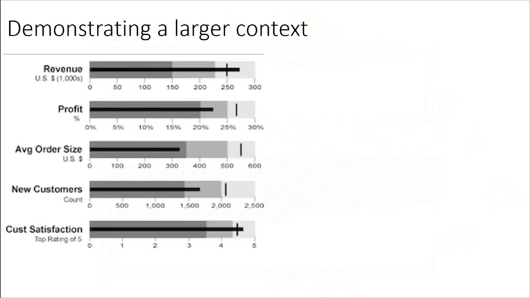All right, so we can use gray to demonstrate a larger context. Here we're looking at a bar chart with two types of data. The thin black bar is giving us the performance measure. It's continuous data. The actual revenue, profit, order size, and so on. We're decoding using position along a common scale. Actually, not a common scale, I take that back. Position along a scale, we have different values here.